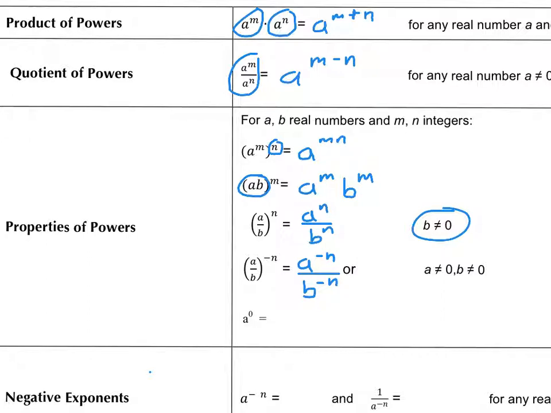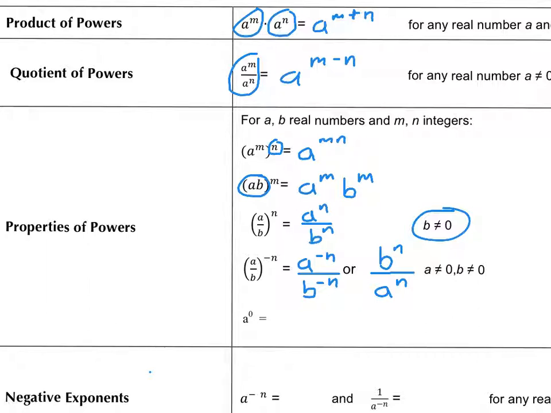Your final answer should never have negative exponents on it. So a negative exponent, if it's on top, it can move to the bottom and become positive. So a negative exponent can move from top to bottom and become positive. If it's already on the bottom, it can move to the top and become positive.